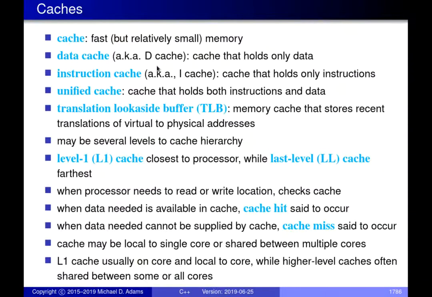Just a little bit of terminology. So again, a cache is just a very fast memory, relatively small. It's small because if we made it really big, then it wouldn't be able to be fast. The thing that makes it fast is the fact that it's smaller than the memory that it's being used to cache information for. A data cache is a cache that holds data, like basically accesses to variables in your program, for example.